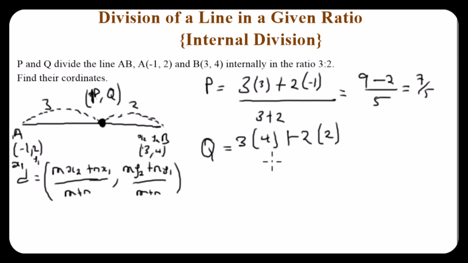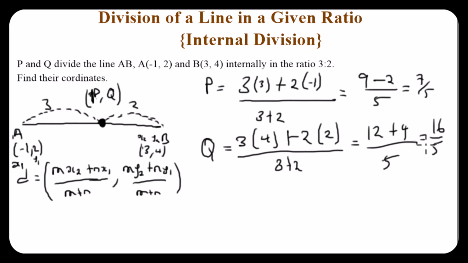And then 3 plus 2 also. So this is equal to 3 times 4, we're having 12. And 2 times 2, we're having 4. So this is 5. 12 plus 4, that will be 16 over 5. So we've gotten our value of P to be 7 over 5, and for that of Q should be 16 over 5.